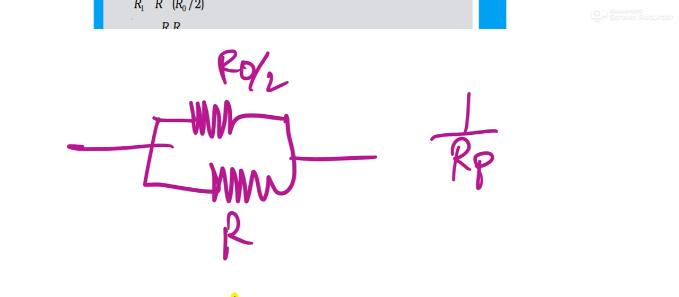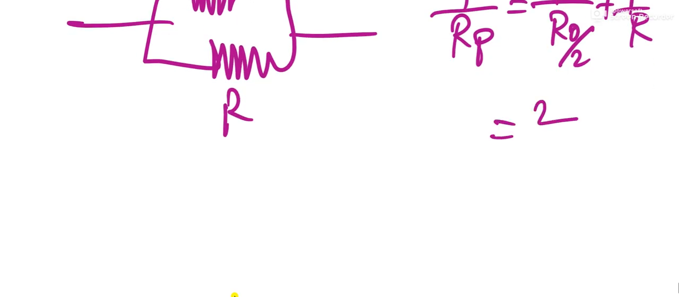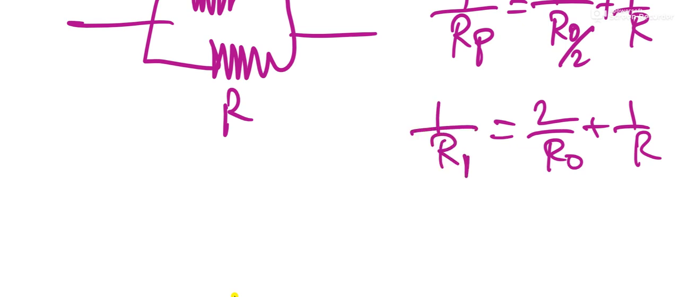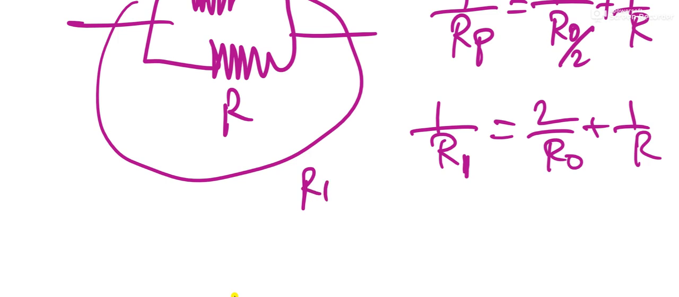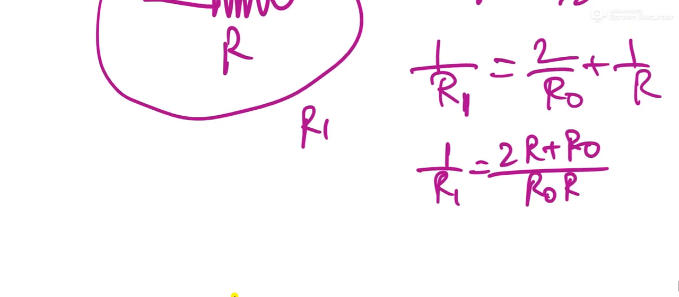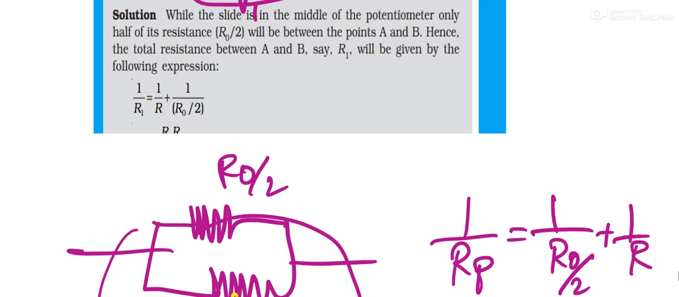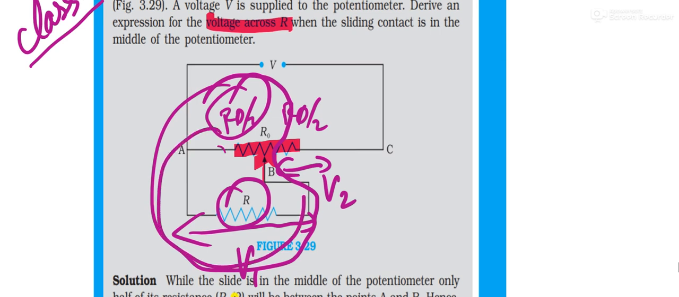1 by Rp is equal to 1 divided by R naught by 2 plus 1 divided by R. Now 2 by R naught plus 1 by R is equal to 1 by Rp. Rp, the total resistance, I am taking as R1. So 1 by R1 is equal to 2R plus R naught divided by R naught into R. So R1 is R naught R divided by 2R plus R naught. So I got the solution for these two resistances.